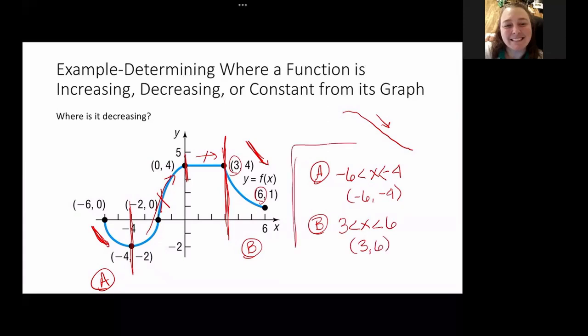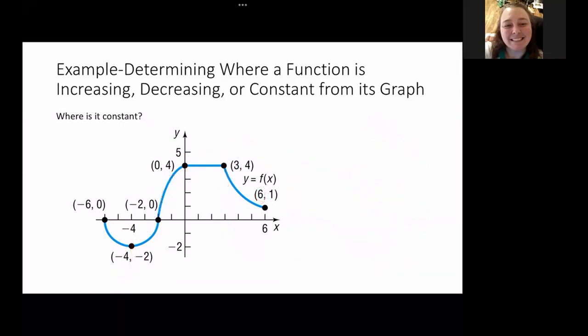So these are the spots where it is decreasing. You can have multiple areas. You don't have to connect them anyhow. So if you're asked, you can say it's decreasing here and here. Okay. The last one we're going to look at, of course, is constant.